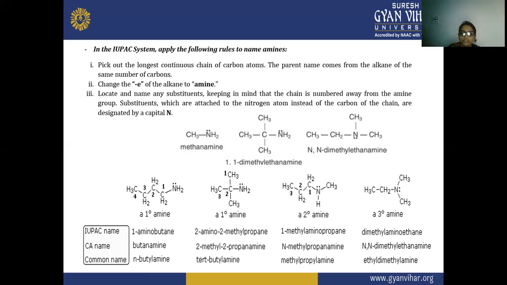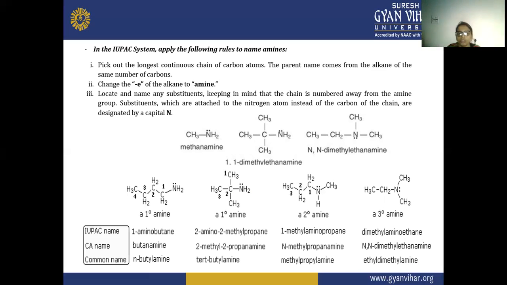Here you can see this is your methanamine, and the second is 1,1-dimethyl ethanamine. Third, this is N,N-dimethyl ethanamine. In methanamine, the E has been replaced by amine from the alkane, because methane is the alkane name. From the alkane name, the E is replaced with amine. So this is your methanamine.